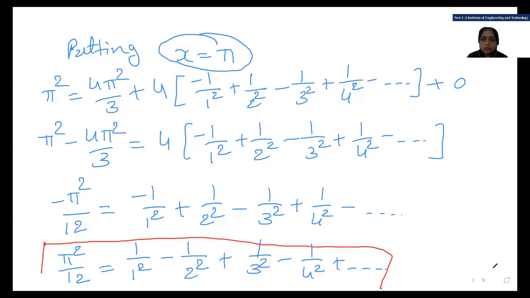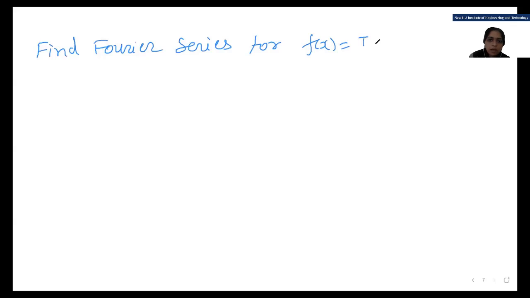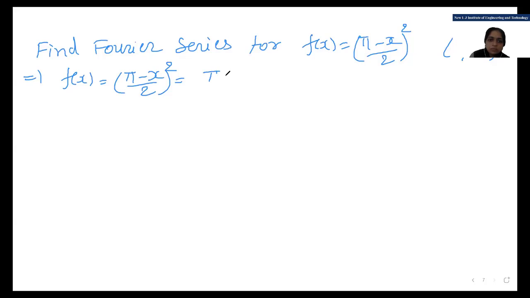Okay, so let's move on with one more example. That is, find the Fourier series for f of x is equal to pi minus x by 2 whole square in the interval 0 to 2 pi, right? So our function is pi minus x by 2 whole square. We write our function as pi minus x whole square by 4.